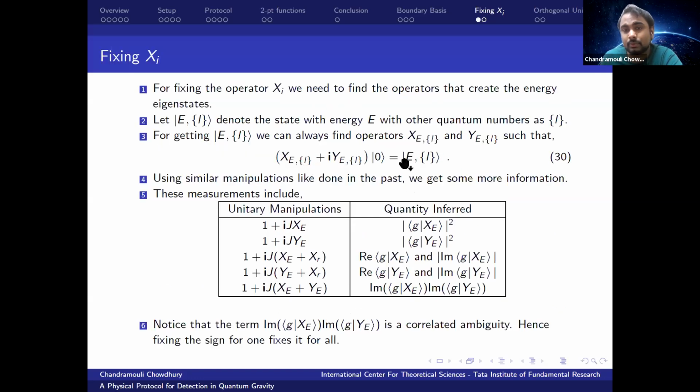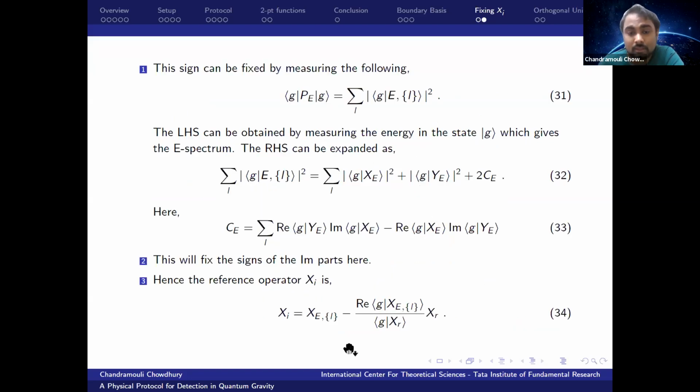given that you know the real part of whatever is creating the energy eigenstate. You can just write down xi as this particular formula. Once you know xr, you can find xi as this particular expression. And you can check that the real part of this is 0. By that I mean the overlap of this and the state G is 0. So this is a pure imaginary number.